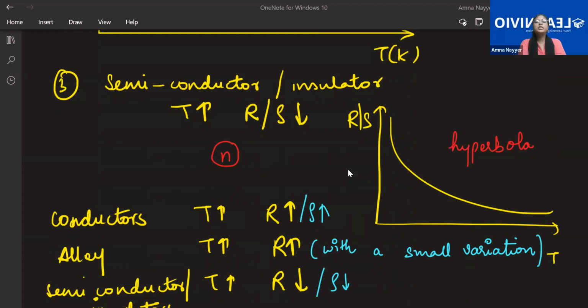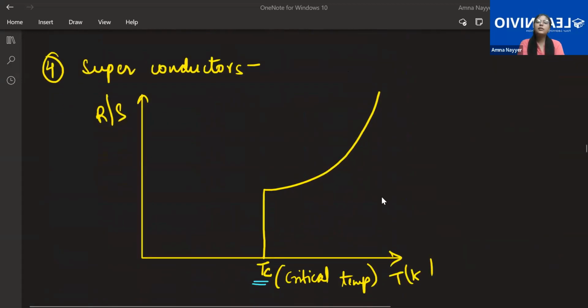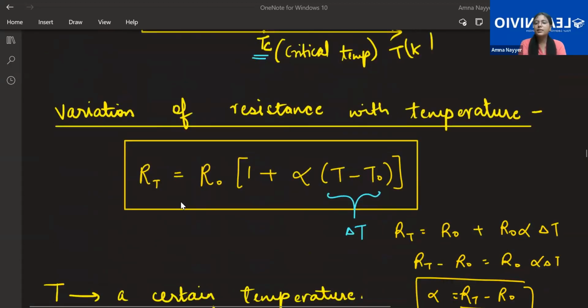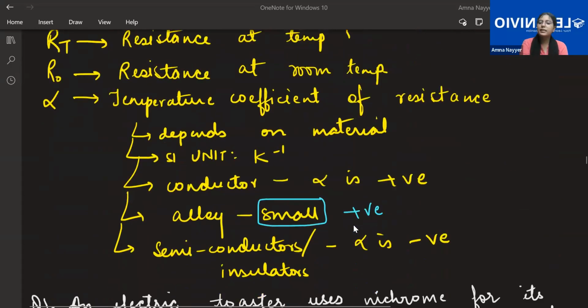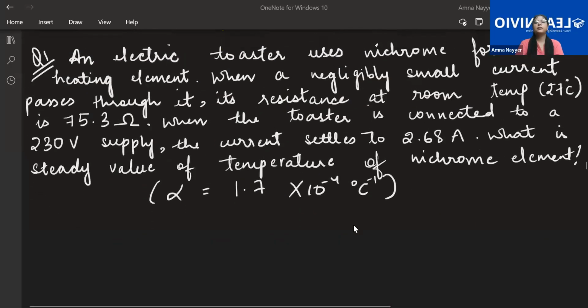When you decrease the temperature, then only resistance will increase. And this was a graph related to superconductors. And we stopped at this formula, R_T is equal to R_0 (1 + alpha (T - T_0)). Now, we didn't practice any question regarding that. Let's just practice a question and then I'll start with the fresh topic. Assignment discussion is also left.